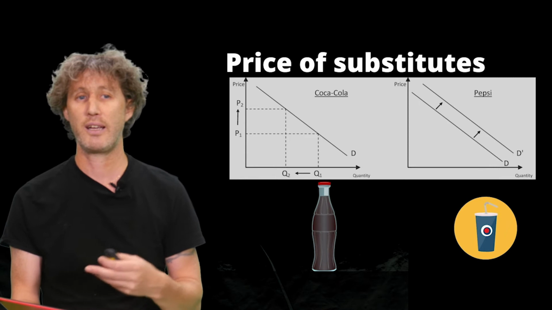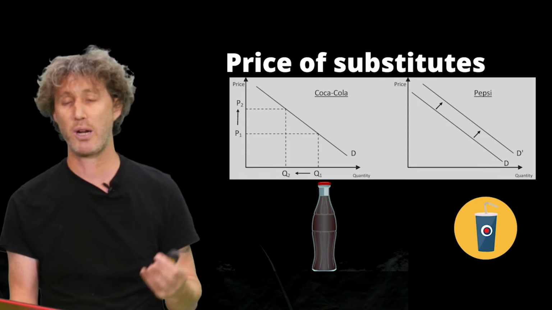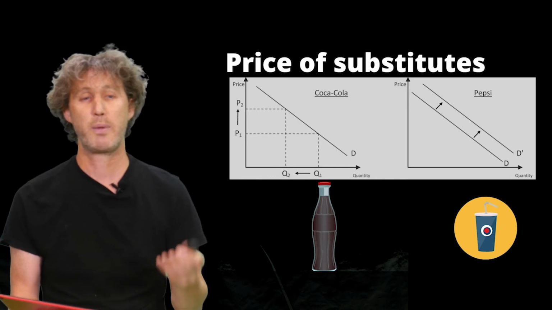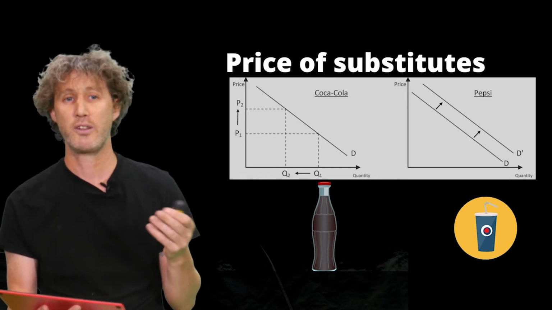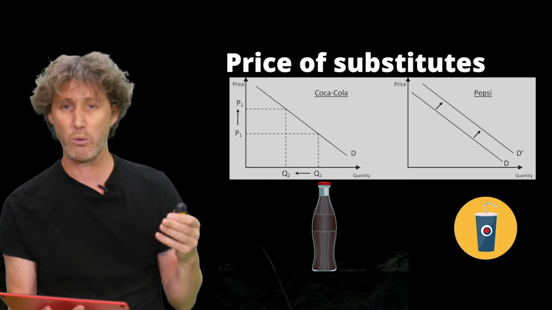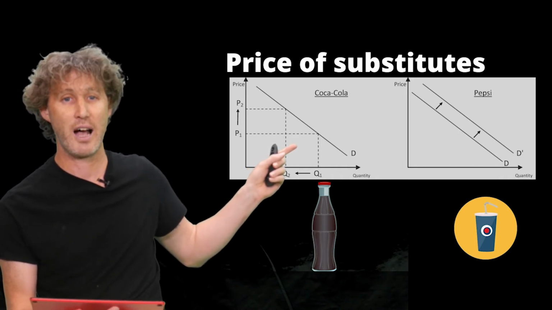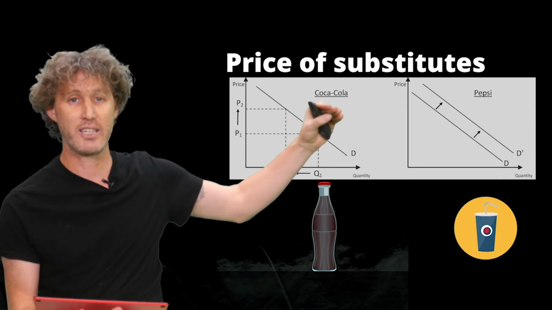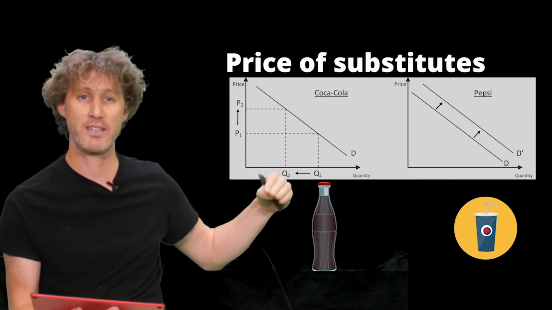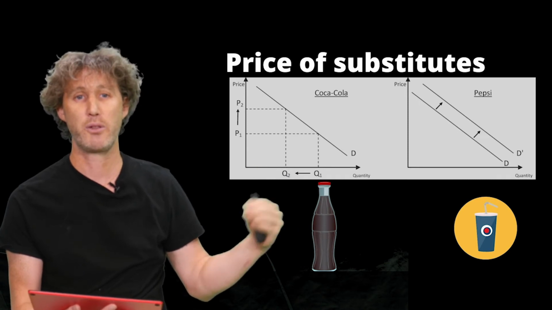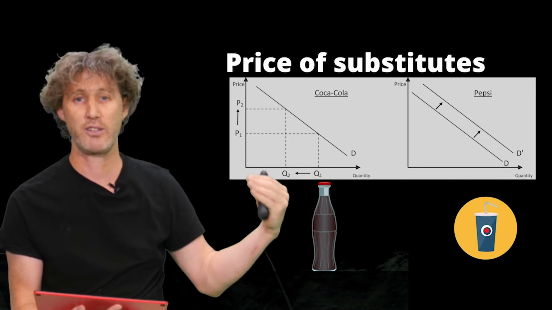Now, for example, here we have the price of Coke increasing. So when the price of Coke goes from P1 to P2, there's a movement along the demand curve for Coke, and there is an increase in the demand for Pepsi. So the demand for Pepsi is actually increasing. There is no change in the price of Pepsi, but the demand for Pepsi at each price level is going up.